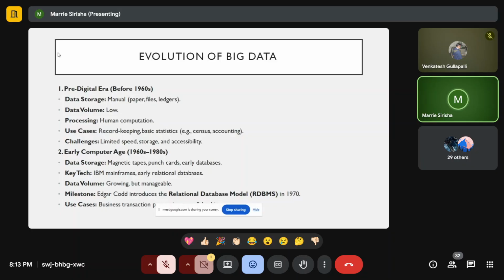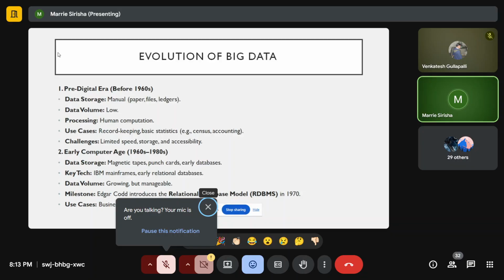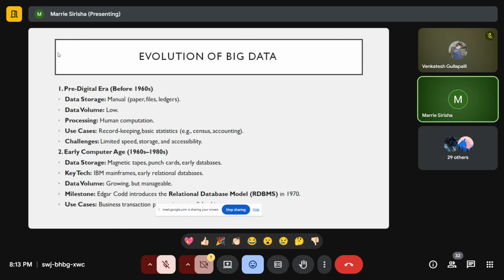First, pre-digital era. It is also known as before 1960s అట్లా. అంటే అప్పుడు మనకి టెక్నాలజీ లేదు. ఓకే, అప్పుడు ఎట్లా ఉండే డేటా స్టోరేజ్ మాన్యువల్ అంటే పేపర్స్ ఫైల్స్ అలా ఉండే. మనకి ఒక కంప్యూటర్ అనేది కూడా లేదు. మనం ఎలా స్టోర్ చేసుకుంటే ఇలా మాన్యువల్ గా పేపర్స్ ఫైల్స్ ఇట్లా. సో డేటా వాల్యూమ్ కూడా చాలా తక్కువ ఉంటుండే, లో. అండ్ ప్రాసెసింగ్ ఎట్లా? హ్యూమన్ కంప్యుటేషన్. దట్ మీన్స్ ఒక పర్సన్ ఆర్ ఒక మనిషి ఆ పేపర్స్ ని మాన్యువల్ గా ఆర్గనైజ్ చేయాలి. That is big data before 1960s. That was the big data.